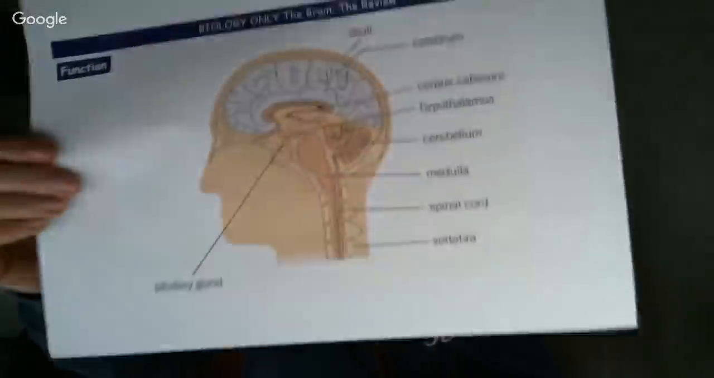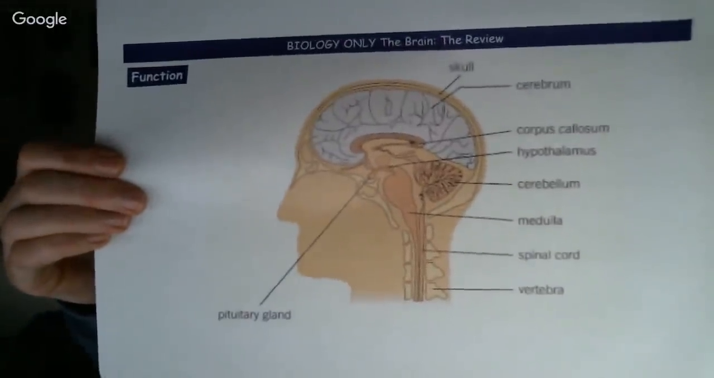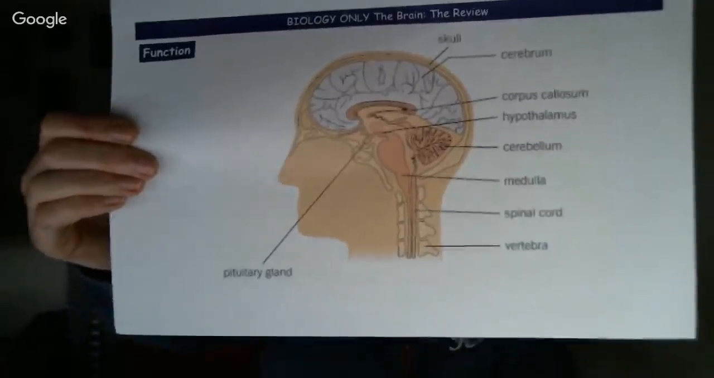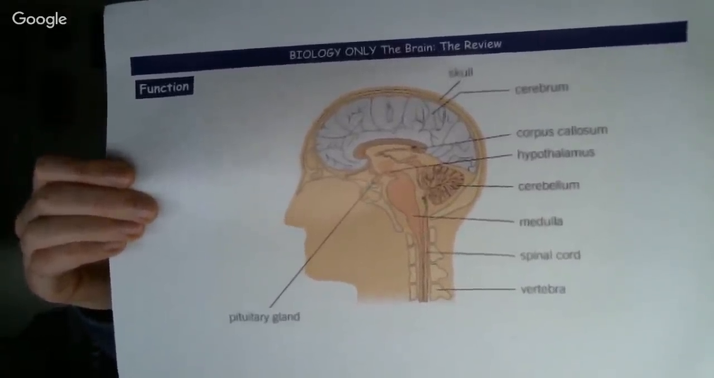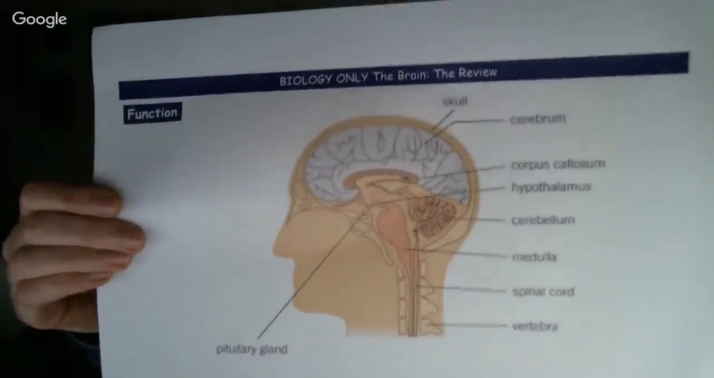We do need to know all the bits of our brain there. So there's 5 of them we need to know, and we need to find them on the diagram because they could give you this diagram with a little arrow pointing to point X, and you would be expected to name the 5 parts.